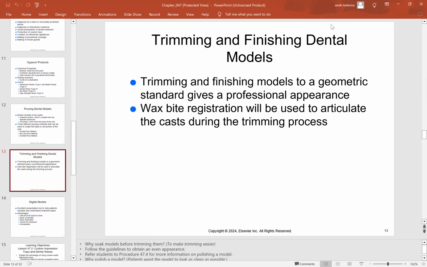Trimming and finishing models to a geometric standard gives a very professional appearance. And then the wax bite registration will be used to articulate when we're trimming.